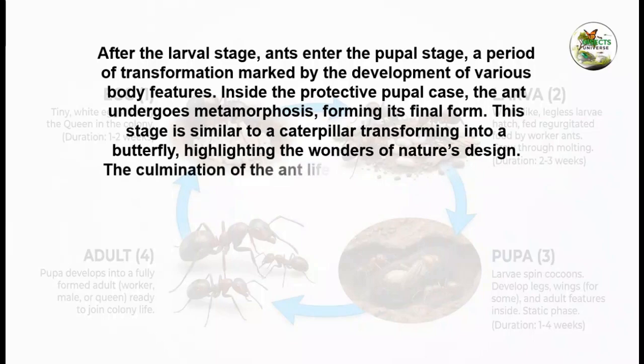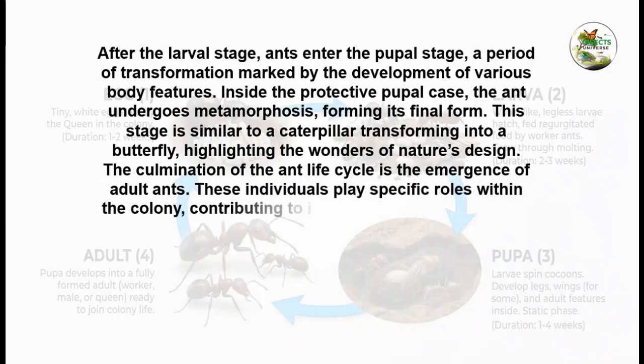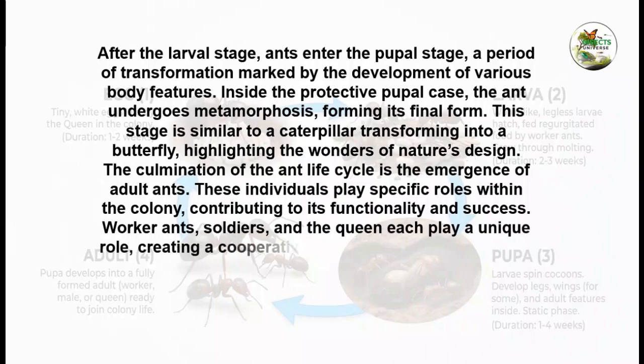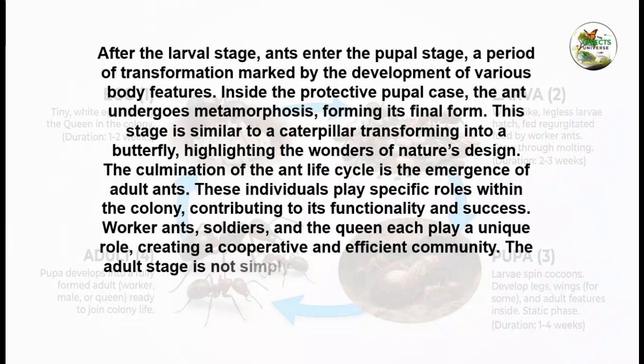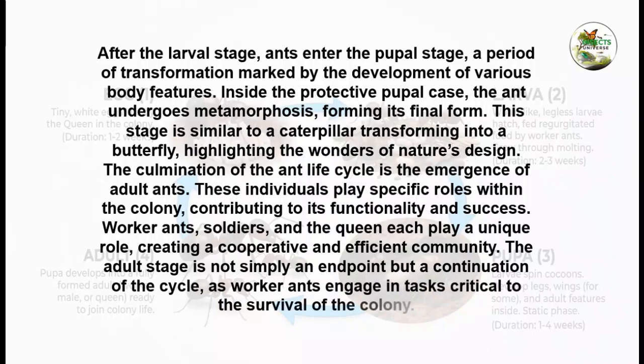The culmination of the ant life cycle is the emergence of adult ants. These individuals play specific roles within the colony, contributing to its functionality and success. Worker ants, soldiers, and the queen each play a unique role, creating a cooperative and efficient community. The adult stage is not simply an endpoint but a continuation of the cycle, as worker ants engage in tasks critical to the survival of the colony.